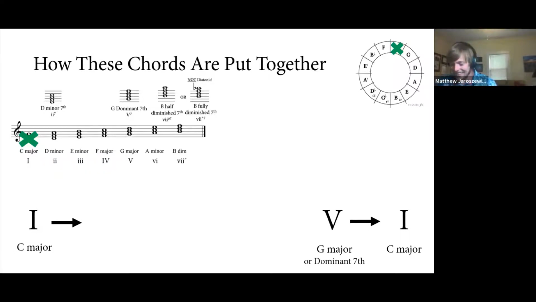Literally, all that is 1, 5, 1, C, G, C. And when you hear that, you know it's the end of the piece. You are conditioned, if you've heard enough classical music, you know it's the end. So 5 going to 1 is the most solid progression in all of music. Most common progression, 5 going to 1.